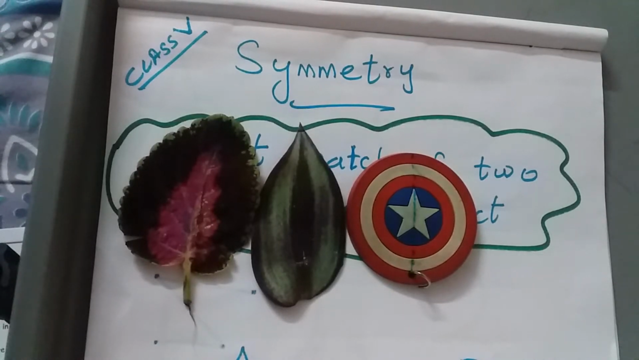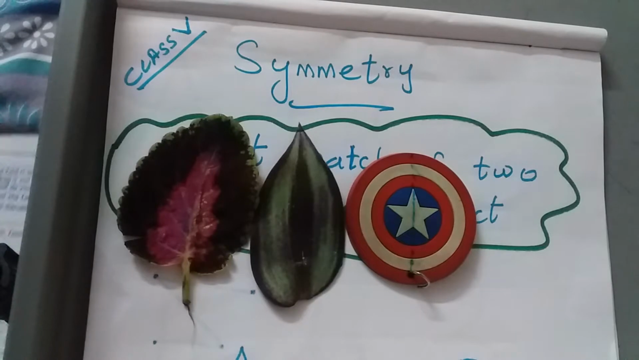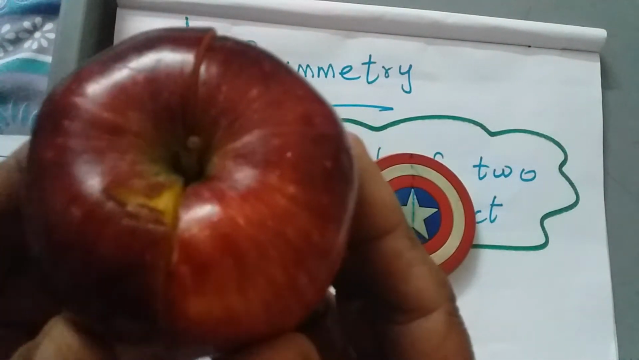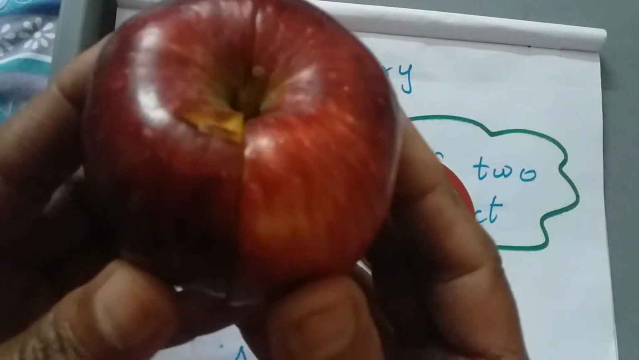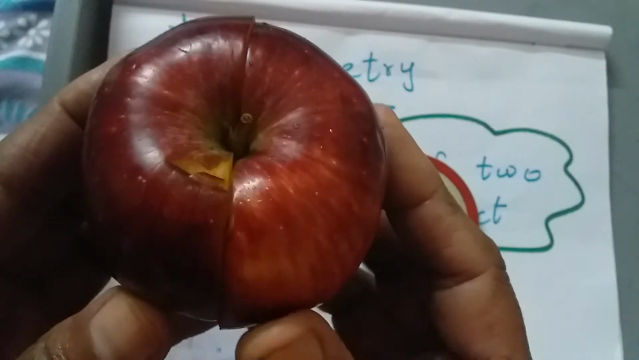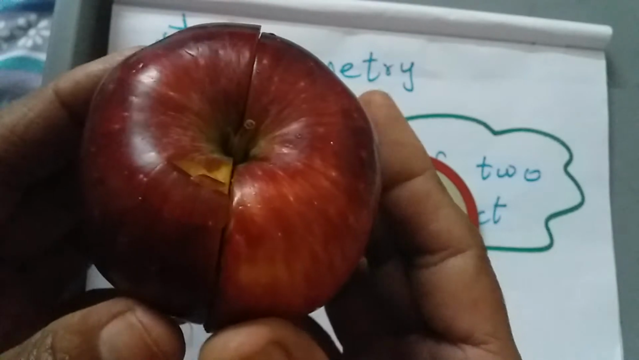Today in this video we are going to see a very interesting concept in class 5 which is symmetry. So what is symmetry? For example, you take an apple. See, it is a full apple, isn't it? It's a whole apple. Now when you want to share it between you and your friend, what do we do? We make it into two equal pieces.